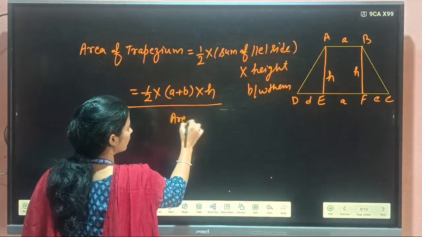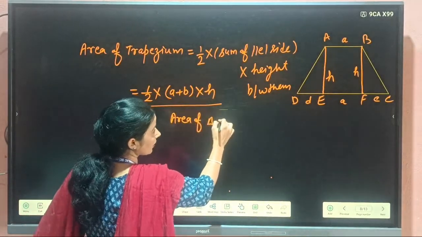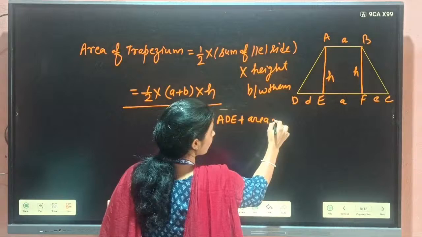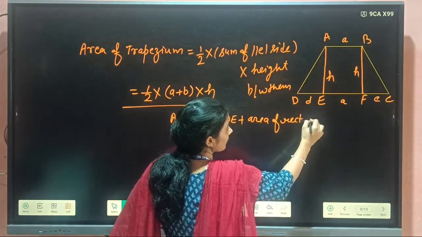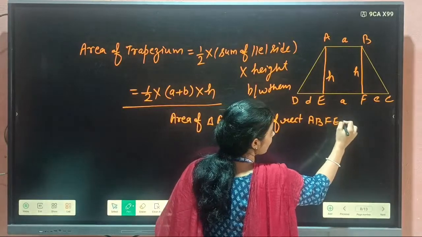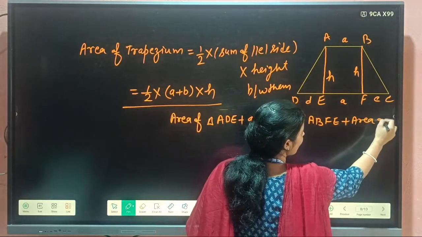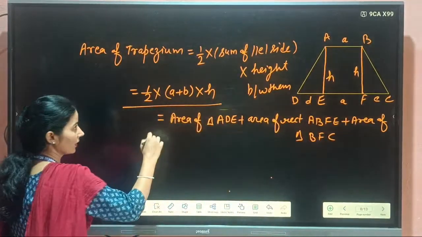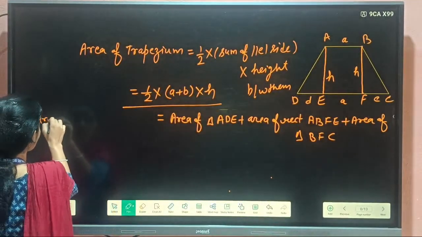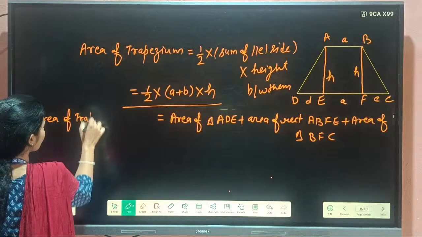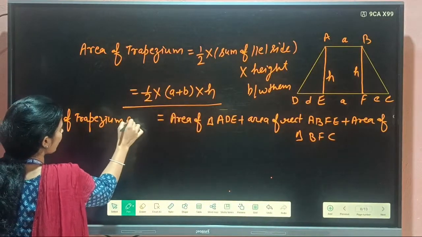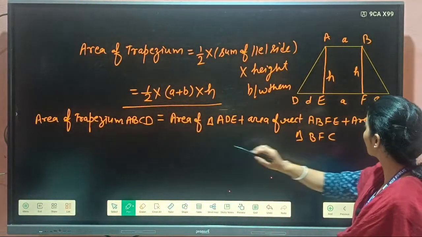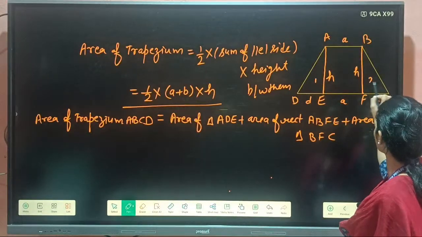Area of triangle ADE plus area of rectangle ABFE plus area of triangle BFC will give us the area of trapezium. Area of trapezium ABCD will be the area of this one triangle, this one triangle, and then this rectangle.